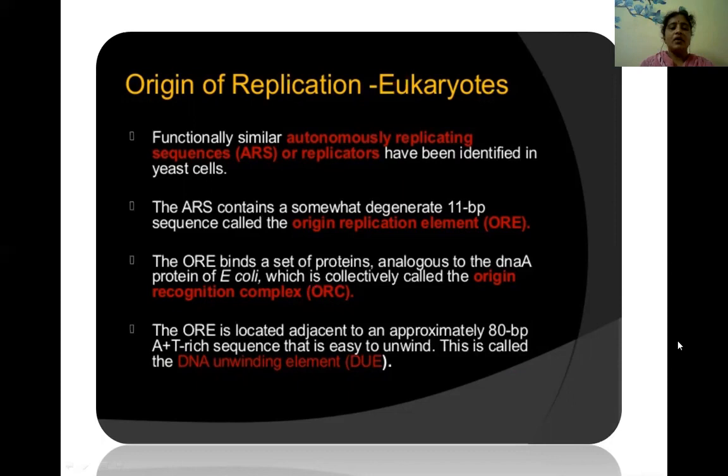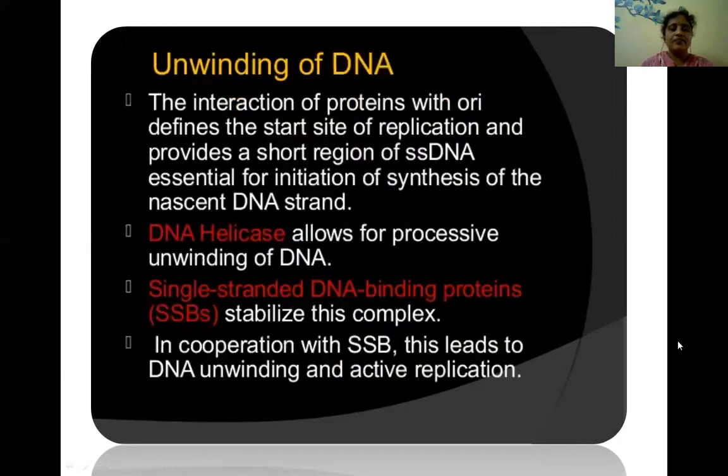The origin replication element binds to a set of proteins analogous to the DnaA protein of E. coli, which is collectively called the origin recognition complex. The origin recognition complex is located adjacent to an approximately 80 base pair AT-rich sequence that is easy to unwind. This is called the DNA unwinding element.